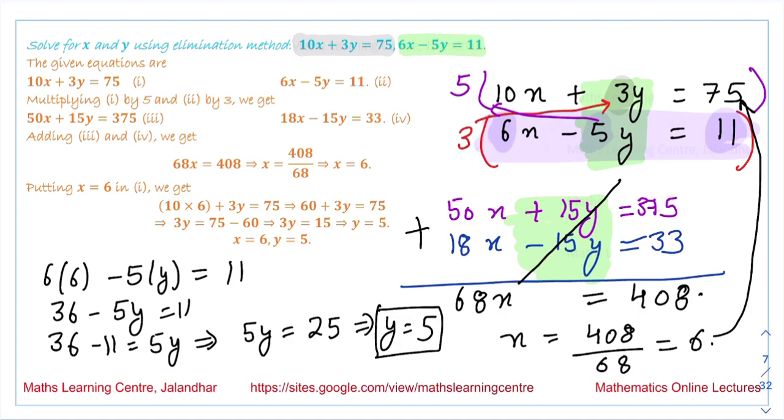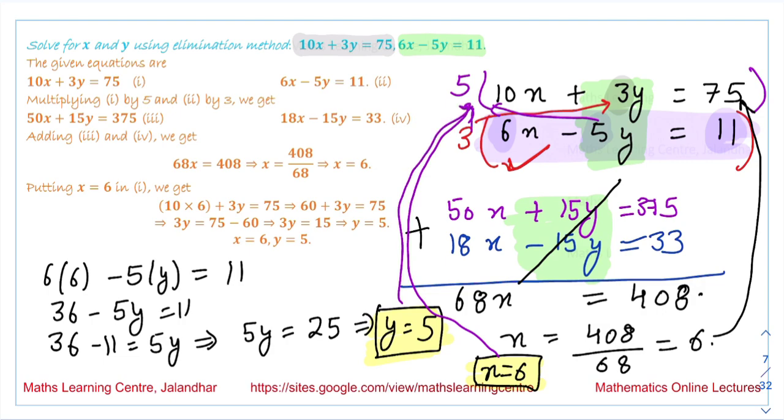You can check these two values. The answer we are getting is x is equal to 6 and y is equal to 5. The answer we have obtained is by substituting in this value. You can verify whether your answer is correct or not by putting these values in this equation.